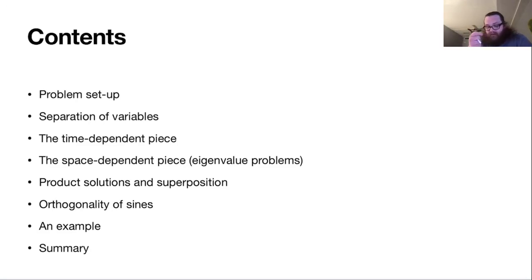Okay, and so in the process, we'll end up with two subproblems. One is what I'm calling this time-dependent piece. The other is what I'm calling this space-dependent piece, or, a little more generally, what is often referred to as an eigenvalue problem. Separation of variables will lead to these two subproblems. We'll solve each of these subproblems. That'll give us what we're calling a product solution for the heat equation. And then we'll use this principle of superposition to add together a bunch of these solutions to construct new solutions.